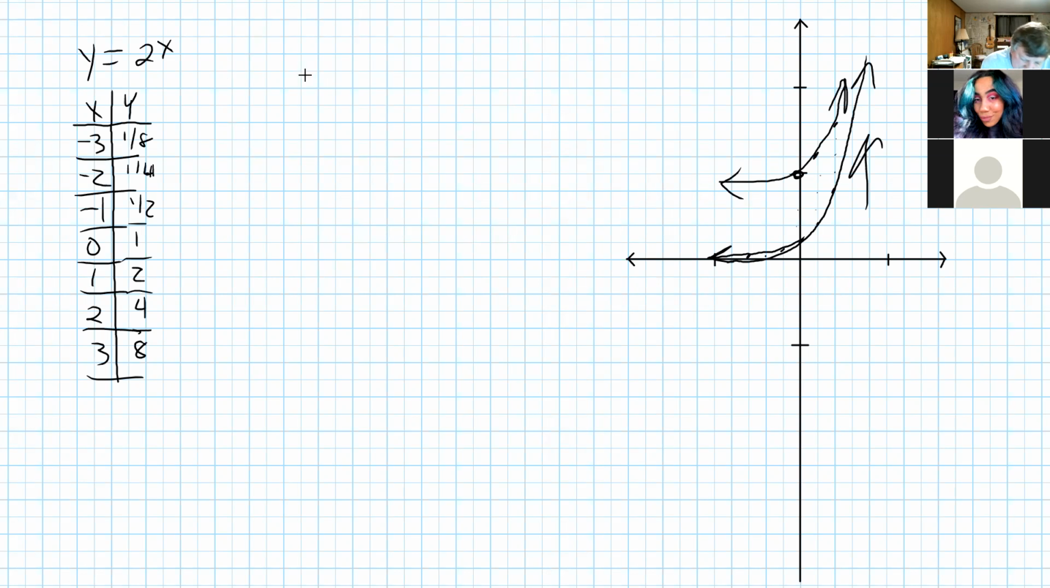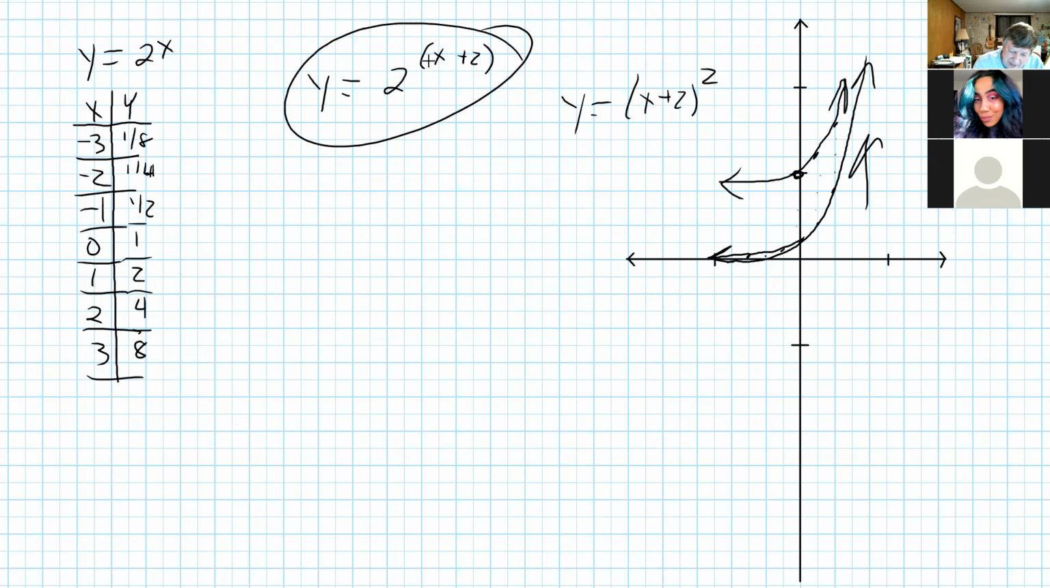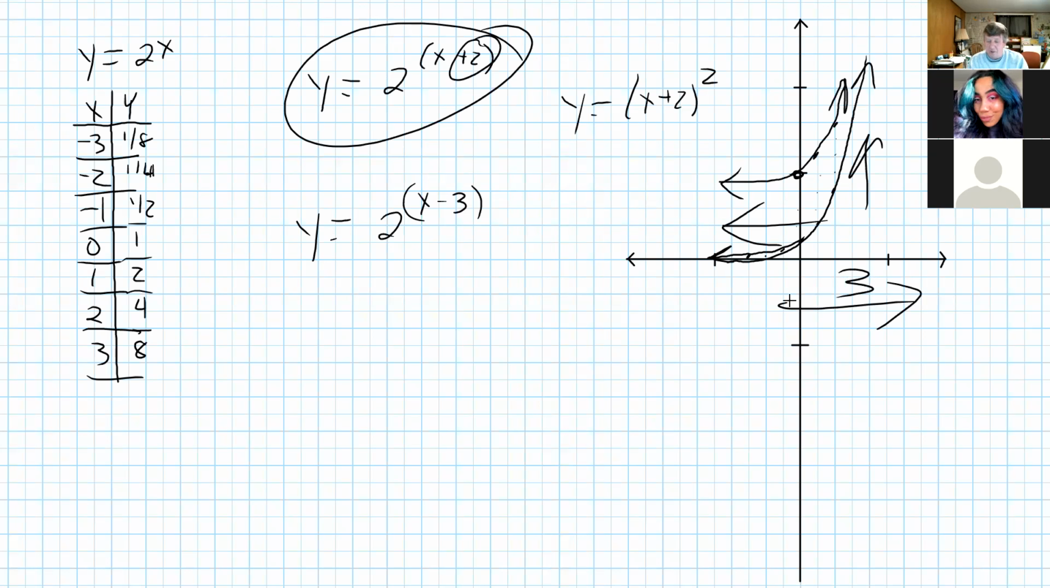So what about this? Y equals 2 to the x plus 2. Now the plus 2 is part of the exponent. Think about what happened when we went inside the x squared with a parabola. It shifted it to the left 2 units, didn't it? That's what's going to happen here. So this plus 2 is inside by the variable, so it's going to move the whole thing that way 2 units. Y equals 2 to the x minus 3, where the minus 3 is part of the exponent, would move it that way 3 units.